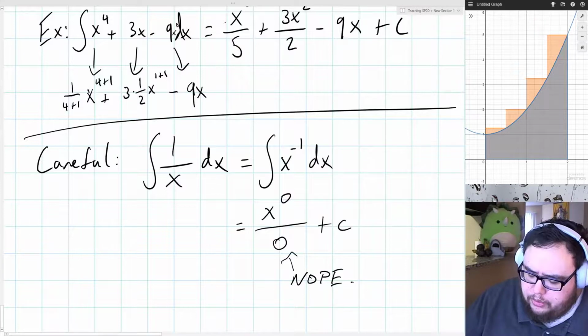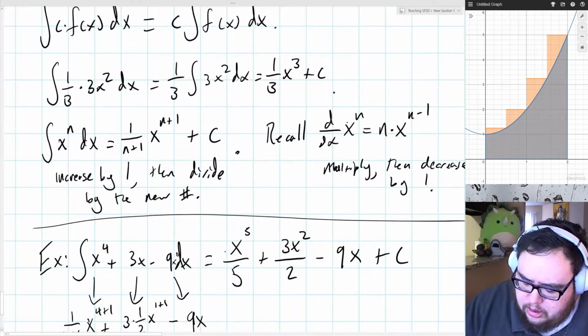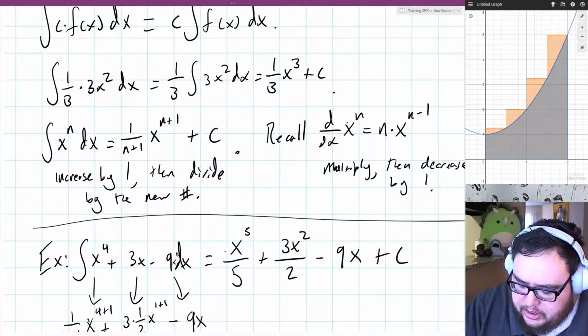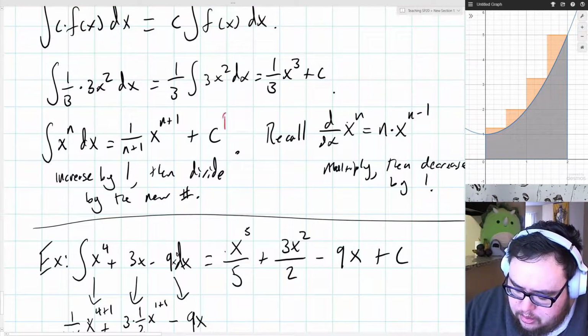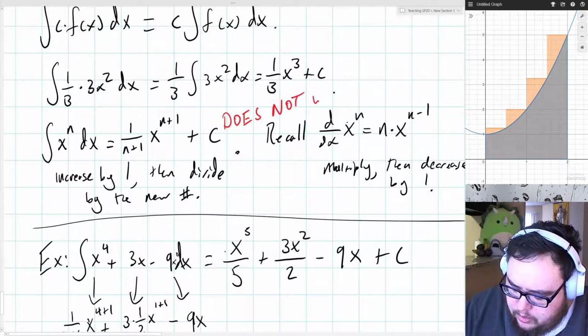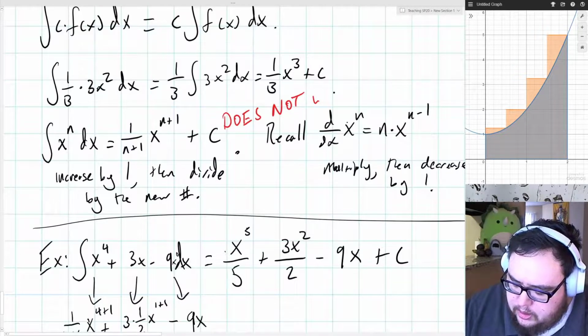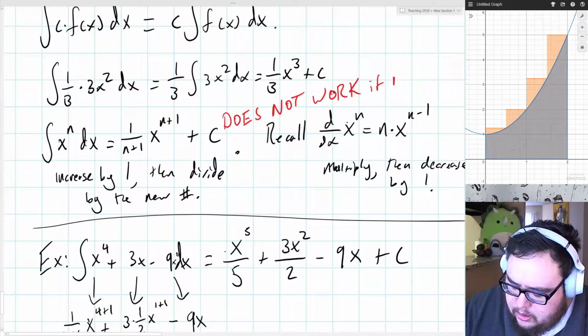So our power rule for integrals only works if n is not equal to 0. Or if n is equal to negative 1.